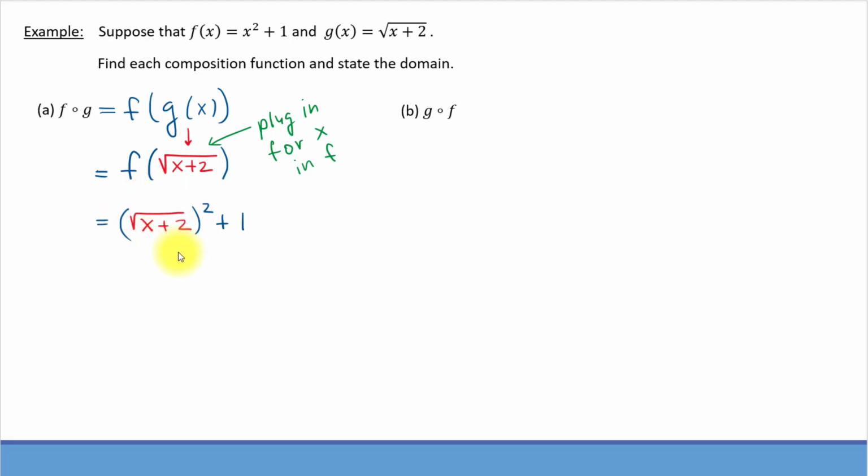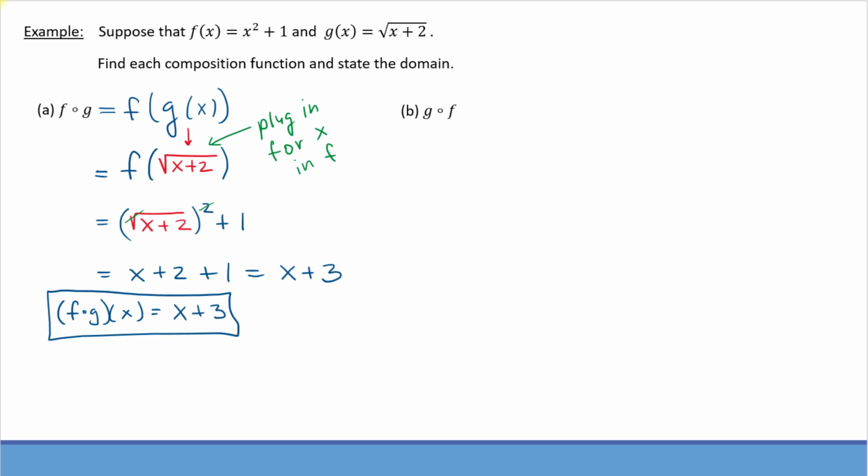And now we just have to simplify this. So we know that square cancels the square root. This means that we're just going to have x plus 2 and then plus 1. If I combine like terms, then I'll get x plus 3. So the composition function f composed with g of x equals x plus 3. That's our answer for the composition function.